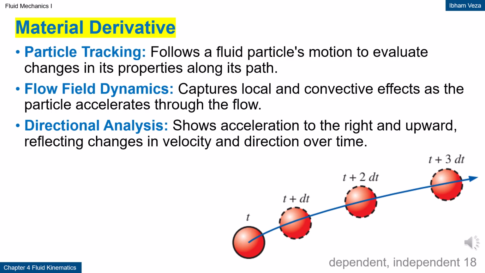The material derivative follows the change of a property along the path of a fluid particle. This concept combines the effects of local time variation and the motion of the particle through the flow field. With this derivative, particle acceleration can be expressed mathematically. This approach unifies the Lagrangian and Eulerian viewpoints. The material derivative becomes a key concept in fluid dynamics.